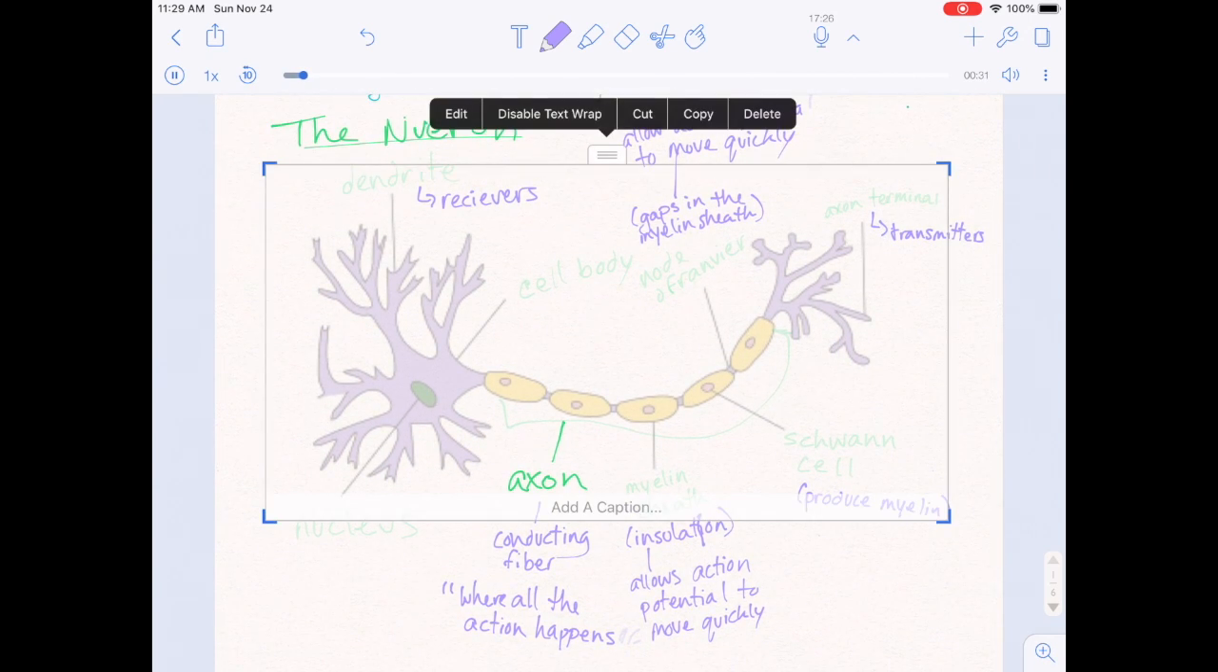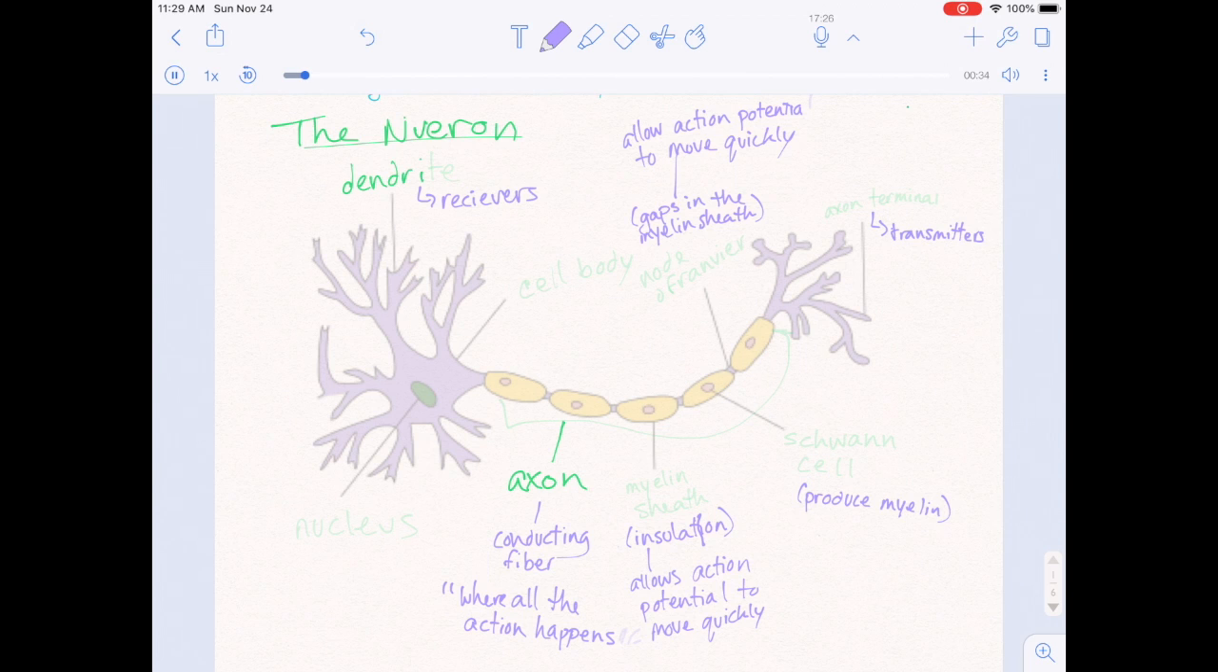The picture right here is a picture of the neuron, and we're just going to label all of the parts of the neuron. So the first part is the dendrite. We have the nucleus, which is inside of the cell body. Here we have the myelin sheath, which is located on the axon. The axon refers to this part of the neuron. We have the Schwann cell, which is located in the myelin sheath on the axon.